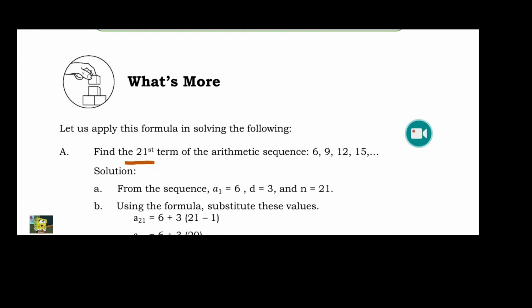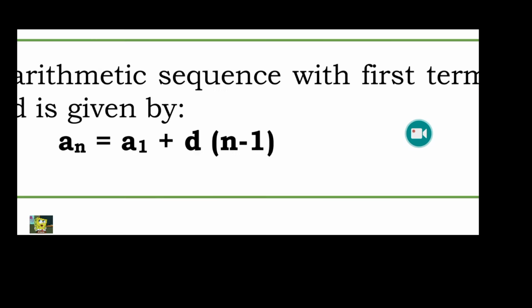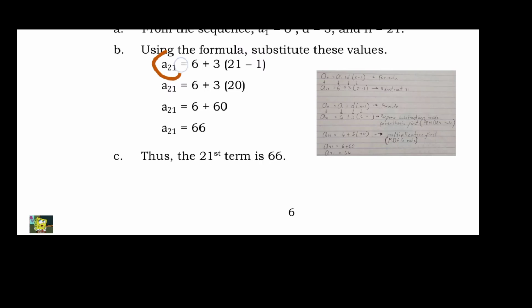Example letter A. Find the 21st term of the arithmetic sequence 6, 9, 12, and 15. Given a sub 1 equals 6, d is equal to 3, and n equals 21. Using the formula, substitute these values: first term, common difference, and term position.